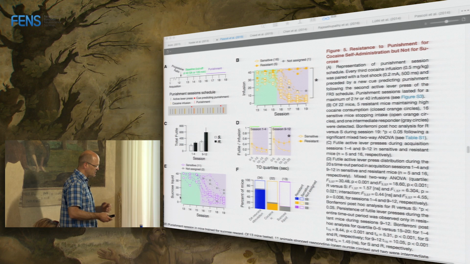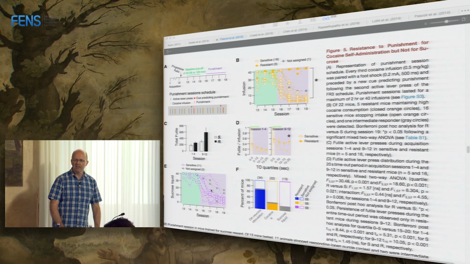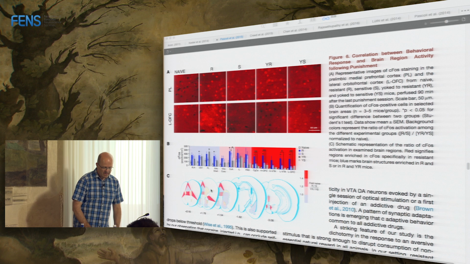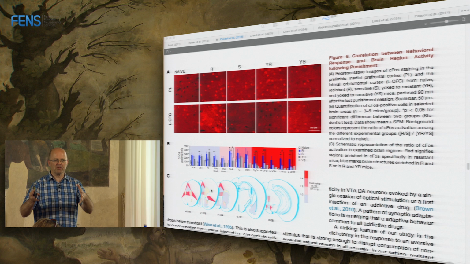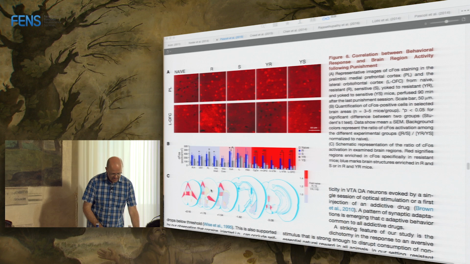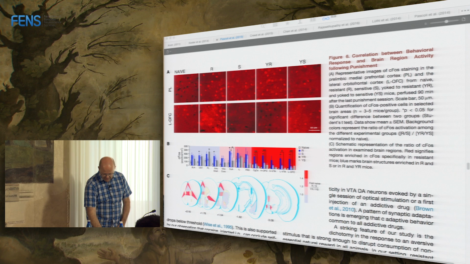And when it came back, we said, okay, now we really have to look at what is different. What we then did, well, there were some detours, but I'm going to give you the easy version. We said, okay, now we have to find a region where we have a change in activity that distinguishes the resistant from the sensitive.